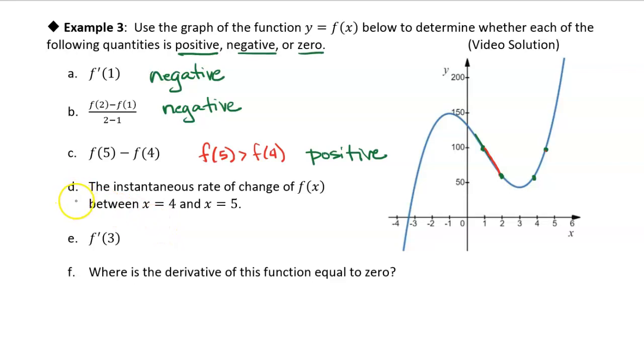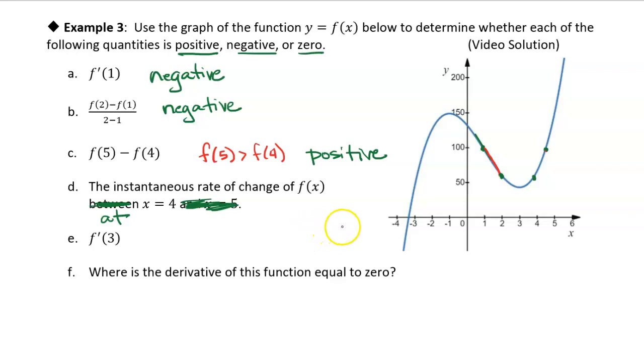All right. D, we're looking for the instantaneous rate of change of the function between 4 and 5. I don't know if I like that question. Let's look at actually at 4, because instantaneous rate of change is not at an interval. Let's say at 4. I think that's a typo on my part. Instantaneous rate of change is at a point. It's not over an interval.